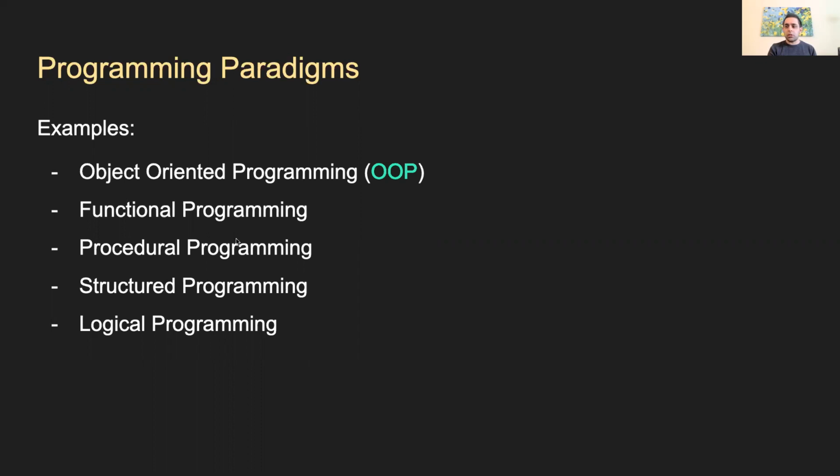Functional programming is very popular. There's also procedural programming, structured programming, logical programming. Again, these are just titles. I'm going to be honest, I don't know the details of all these, but they do exist. So if you're curious about other programming paradigms, you could definitely Google them and see how they differ, and when you might use one over the other. That's something that's good to know about.